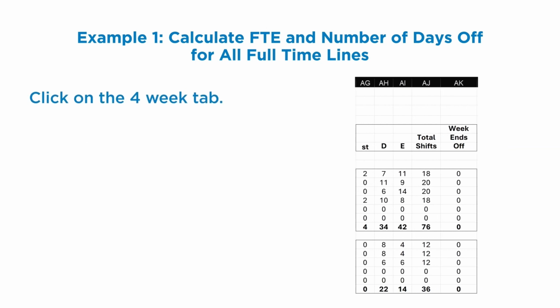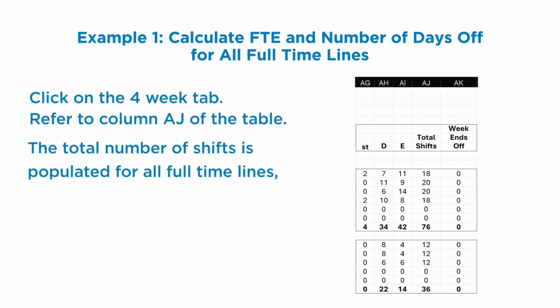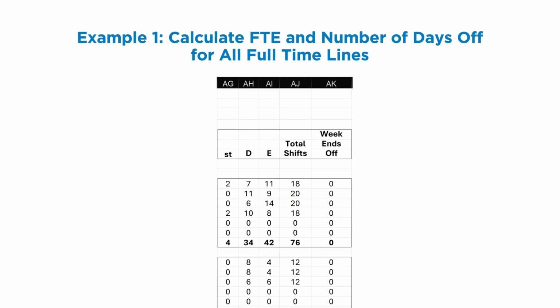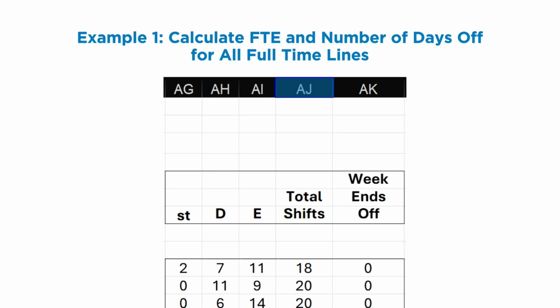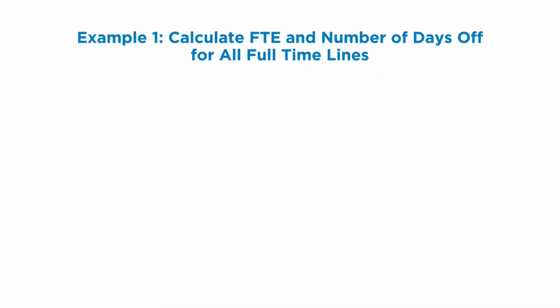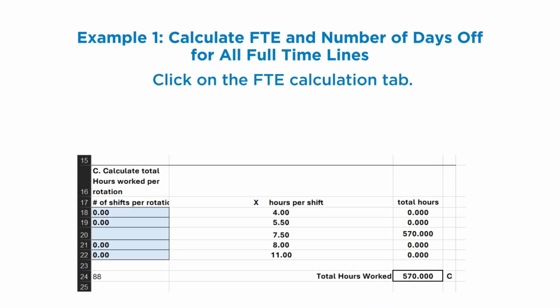Click on the 4-week tab. Refer to column AJ of the table. The total number of shifts is populated for all full-time lines and the number is 76. Click on the FTE Calculation tab.